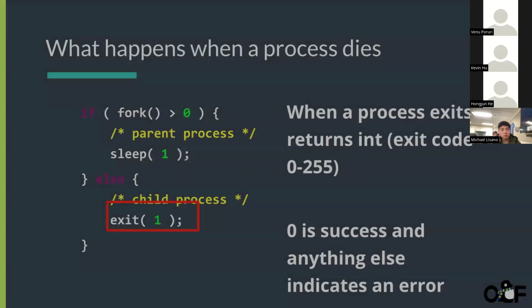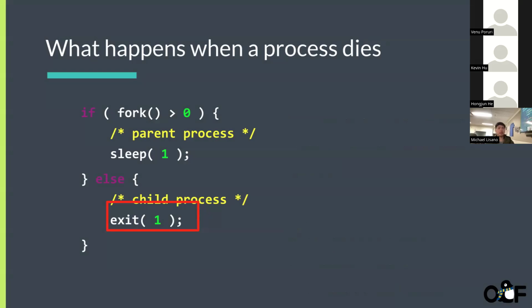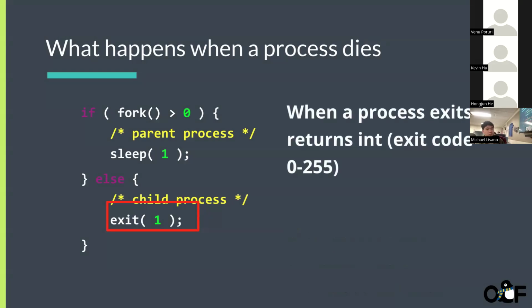Orphan processes. Did we skip that? Oh yeah. When a process dies, do you want to talk about this or should I? If you kill a parent process and the child process is still alive, it's called an orphan process. Oh wait, I think we're still on the exit codes. Oh, yeah, okay.